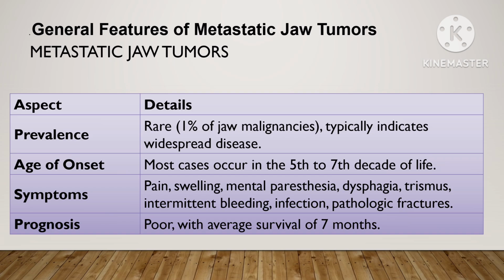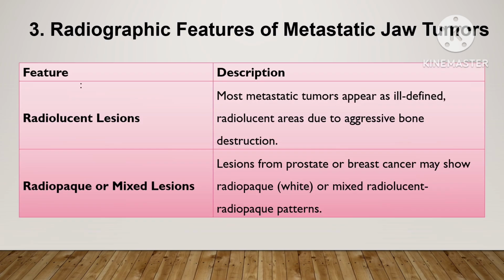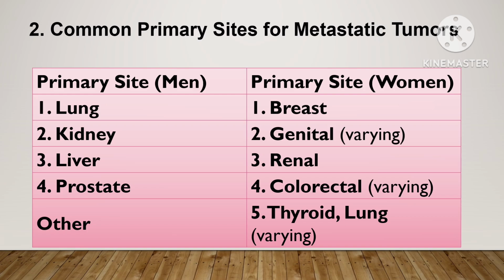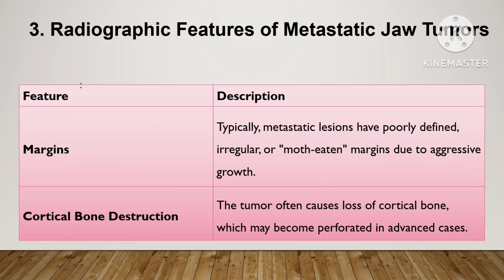Metastatic tumors to the jaw are relatively uncommon and often originate from primary cancers of the breast, lung, kidney, thyroid, or prostate. They may affect either the mandible or maxilla, with the mandible being more commonly involved. Tumors can be radiolucent, radiopaque, or mixed in lesions. Lytic lesions have poorly defined, irregular, or moth-eaten margins due to their aggressive nature. Tumor causes the loss of cortical bone, which may become perforated in advanced cases.